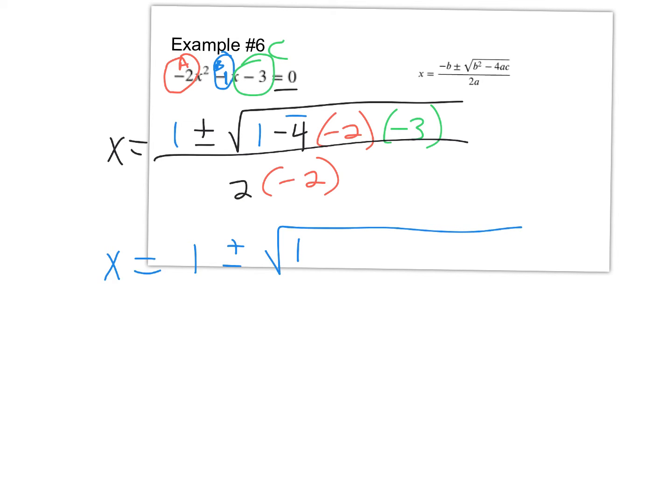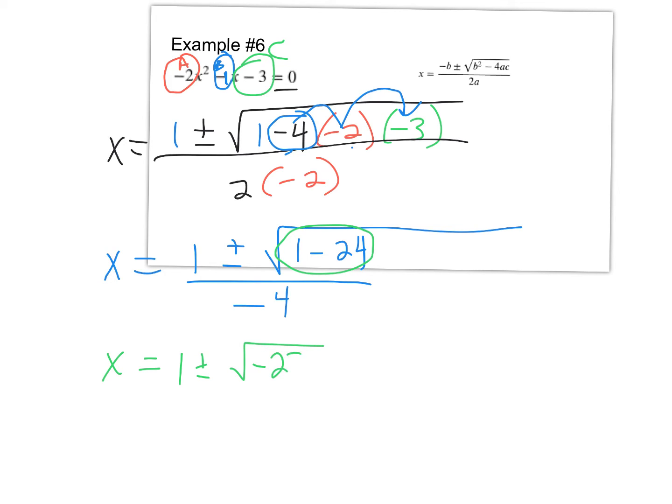Now we're going to do this math here. Negative 4 times 2 is negative 8. Correction, that's positive 8, I'm sorry. Negative 4 times negative 2 is positive 8. Positive 8 times negative 3 is negative 24, divided by negative 4. X is equal to 1 plus or minus radical negative 23, all divided by negative 4.